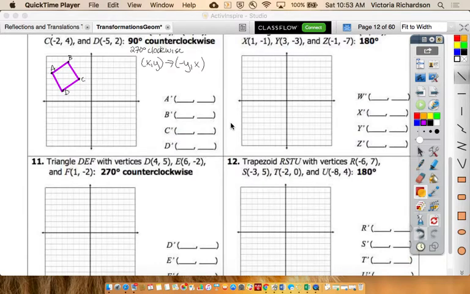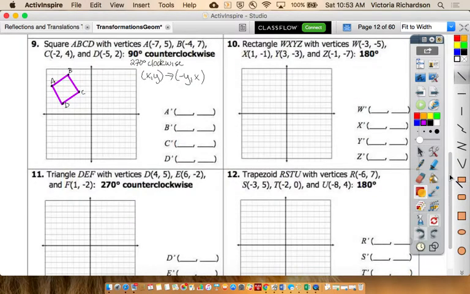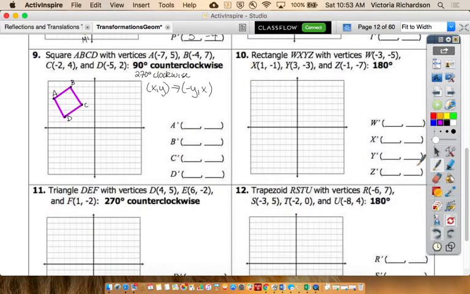Okay, so I'm going to start now and show you what it should look like. So my ordered pairs are the new ones. I'm going to first of all swap the X and the Y. So I'm going to have +5, -7, +7, -4, +4, -2, and +2, -5.